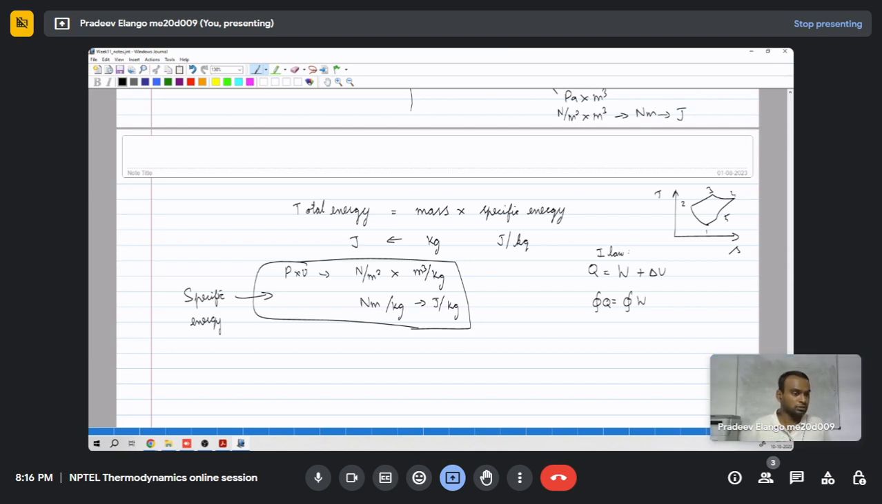So, sir, this can be written as dou Q of any path minus dou W of. You mean partial derivative? Yes, sir. Partial derivative with respect to?